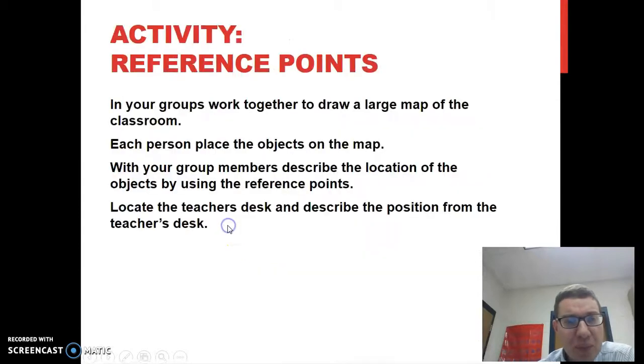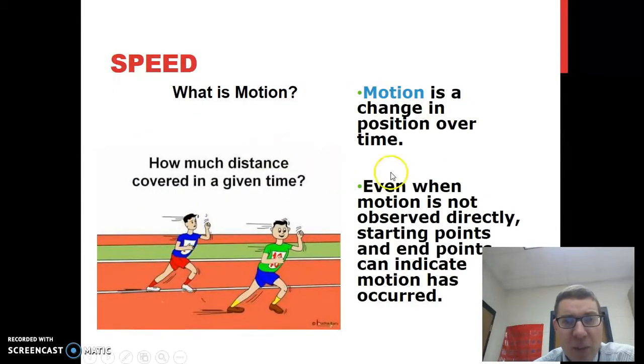Right. And in a group, I had you draw a large map and discuss the different things in my room in relation to the reference points. We did that with me in front of the class, and we talked about how when I'm moving around, my position changes based on the reference points, whether I'm on one side of the desk or the other side of the desk, if I'm in the center of the room, the back of the room, it all depends. Okay. So let's talk about speed.